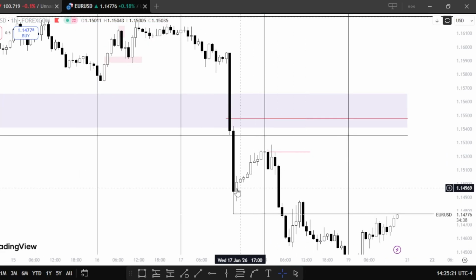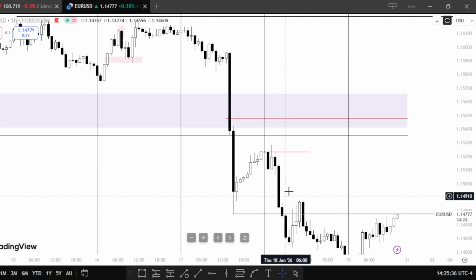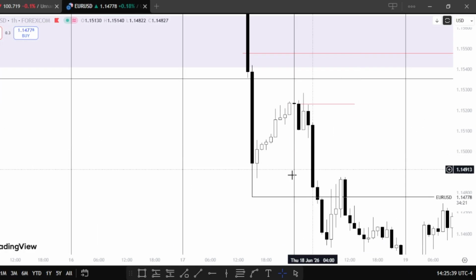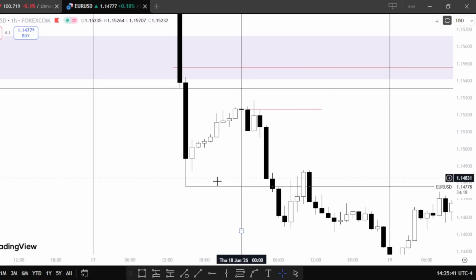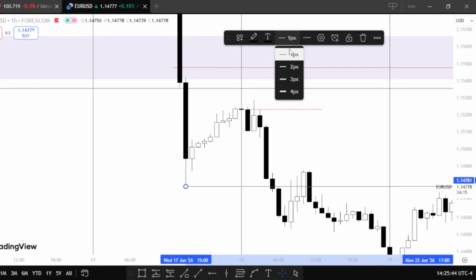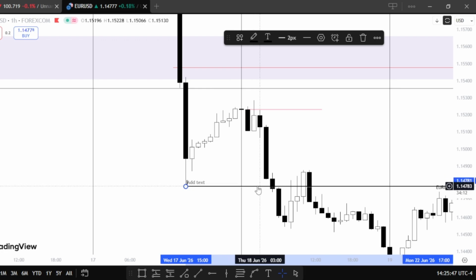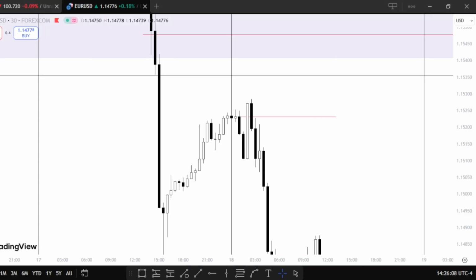So we retraced, closed here, London session opened, took the high, closed below, trade lower. I was 1000% sure that we are going to trade below this, and I didn't take TP this way. I took TP here. This is the TP.